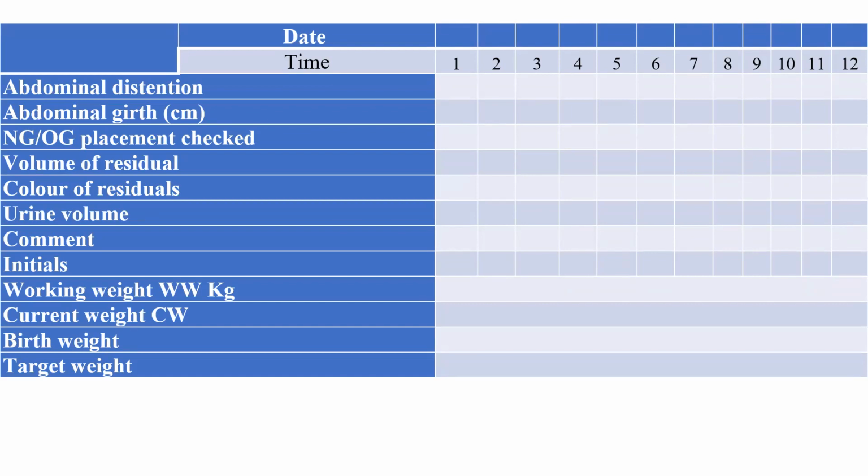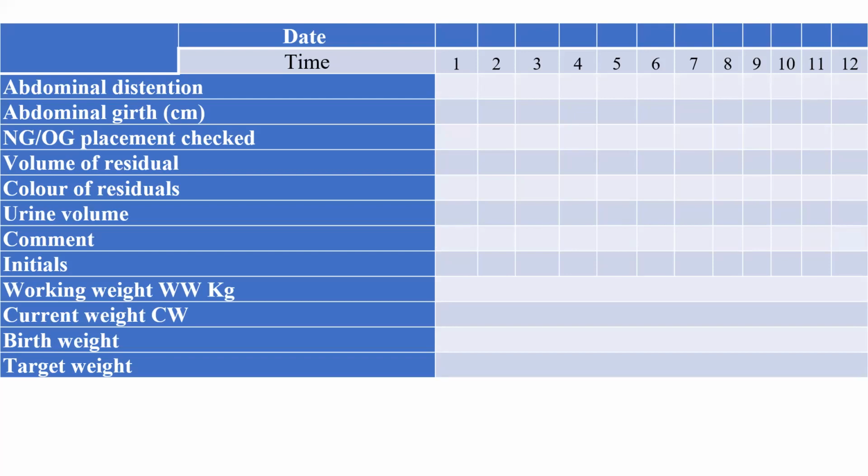Are we checking residuals? And usually when we put in a feeding tube, we check how much. Most of the nurses do, despite we tell them not to do that, they do the residual. So they pull and sometimes they throw it. So we have to record how much residual because that's an output. And what is the color of the residual? Is it blood, mucousy, and so on? Any comments? And then the initial.